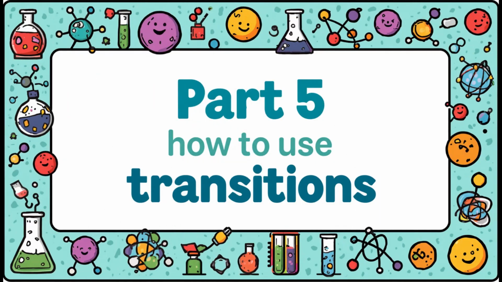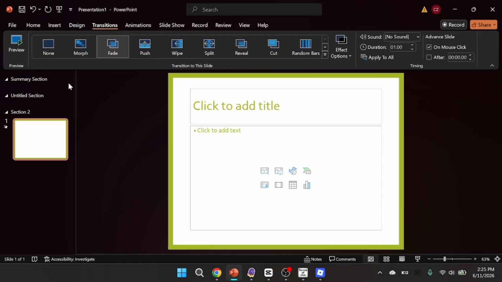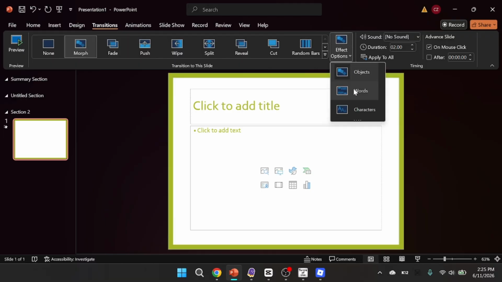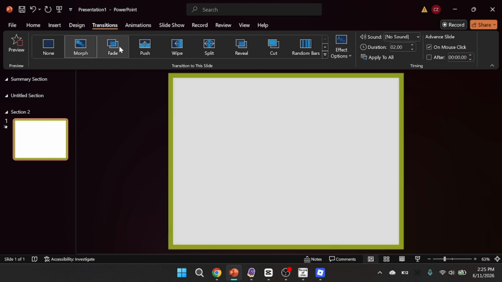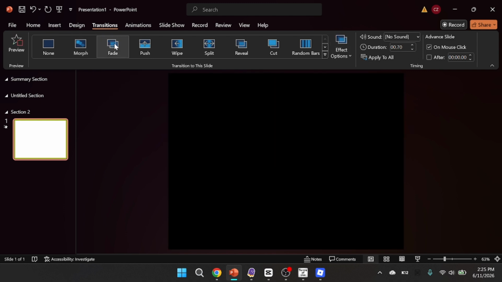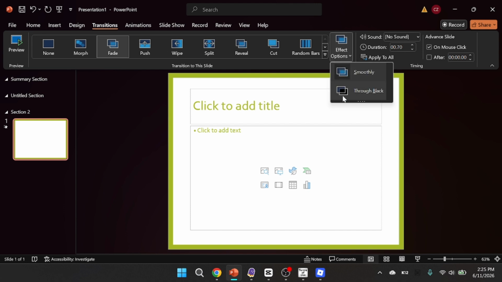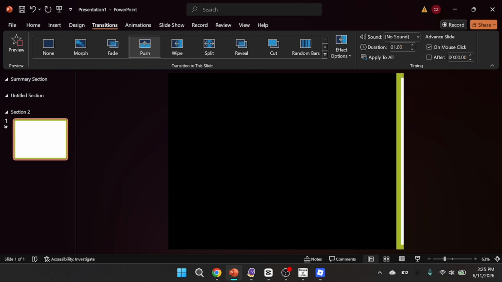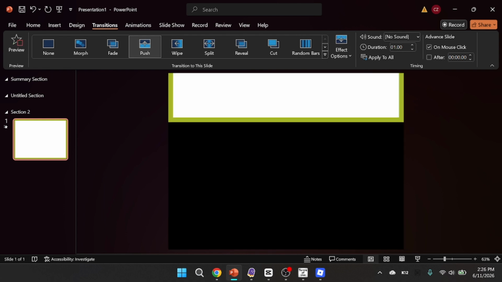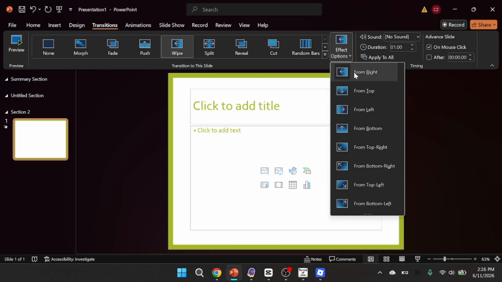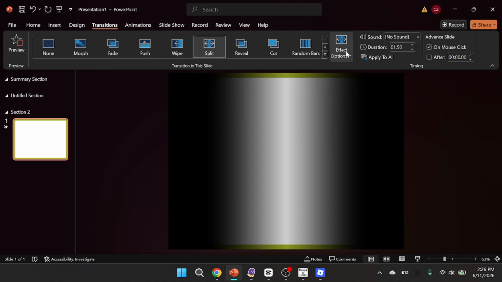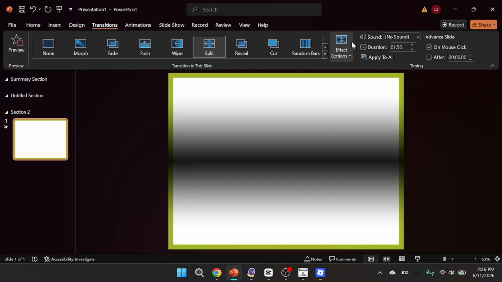Part 5, how to use transitions. Transitions can be used in many things, to open something in a slideshow or for other reasons, and there are special effect options like come from the slide, fade through black, and push. So push can make it come from different areas, also wipe from different areas. And there are many different types of transitions.